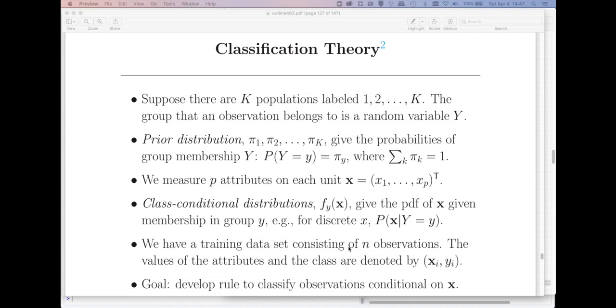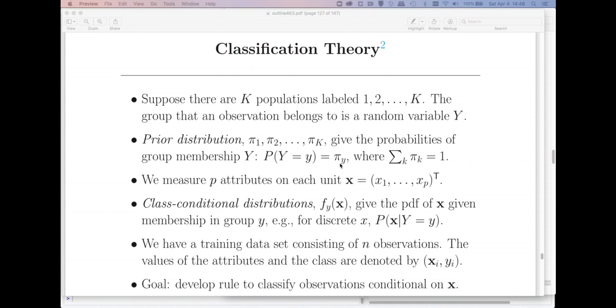So there's really three main distributions that we're going to be using. One of them is called the prior distribution. I like to call this the unconditional probability of group membership. Unconditional means, if I don't have any extra information. So I draw a person at random from my population. The probability that that person is in group Y is going to be given by the prior distribution. So let's call these probabilities pi sub Y.